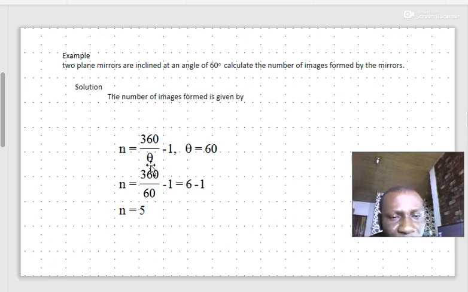Here's another example where we have two mirrors that are inclined at 60 degrees. So if the angle is 60, we put 60 here and obtain this result. We have 6 minus 1, and 5 will be the number of images formed. 5 images will be formed. So the angle between the two mirrors decides the number of images that will be formed.